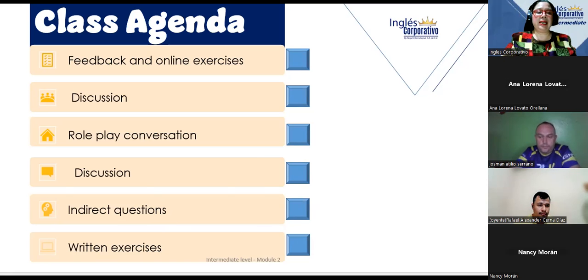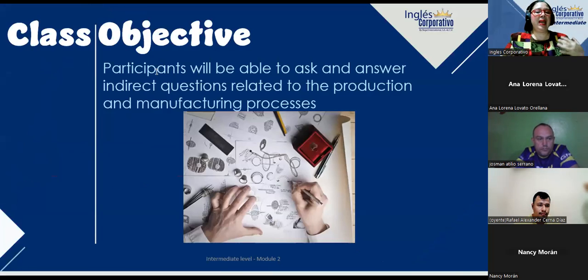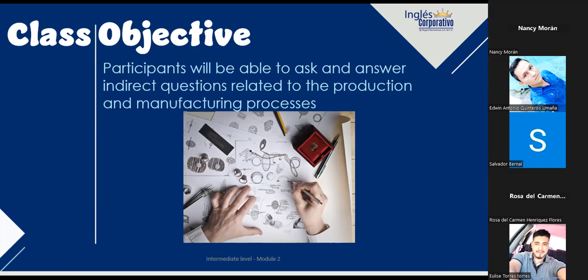So our topic tonight is indirect questions. These are information and indirect questions. So we have to go back to the WH questions. Yeah, we have WH question words that we are going to use now, okay? The objective is that you will be able to ask and answer indirect questions related to the production and manufacturing processes.